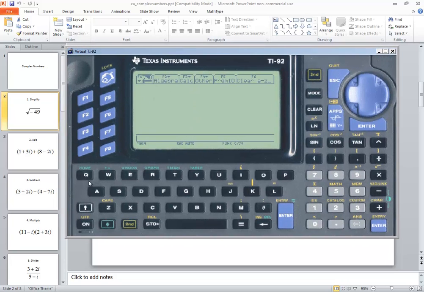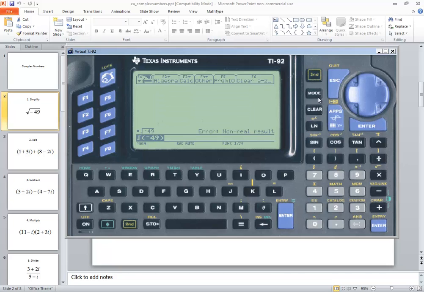Okay, square root of negative 49. Well, the square root is above your multiplication over here. So if we push our second button and then push the multiplication, it brings up our square root symbol with the beginning parentheses. I'll put in negative 49, closing parentheses, and one of two things will happen once you press enter. If I press enter, I get a non-real result. The other thing is it could actually give you 7i. On mine, it tells me to do escape for cancel.